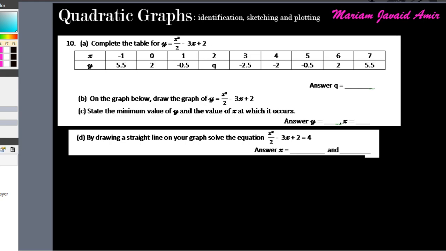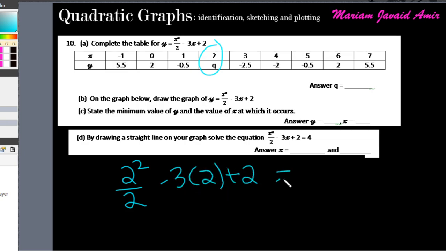Question number 10. Complete the table for this given equation. We need the value of q. So for q, x equals 2. Simply substitute 2 instead of x. Put this value in your calculator and you will get minus 2. So q equals minus 2.